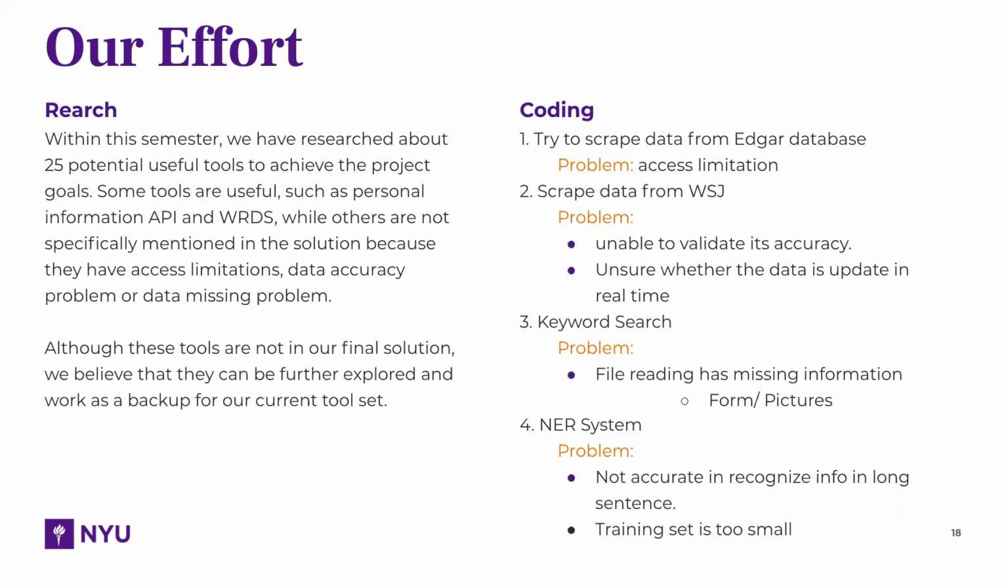Okay, so in this semester, our research team has analyzed more than 25 potential tools, and our tech group has conducted 4 coding tryouts. Some are useful, but some were given up because they have access limitations or data accuracy problems. In conclusion, although most of the tools are not in the final solution that we just provided, they are still the first step for us to successfully achieve the goal of this project.